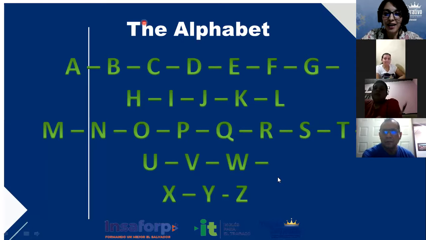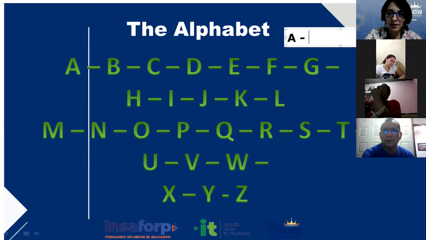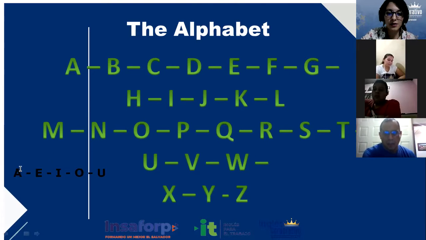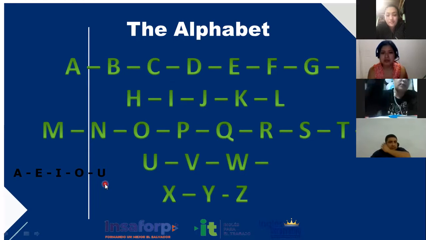Okay, so just the vowels. These are the vowels. But I'm going to magnify the font. Okay. These are the vowels. Okay, so let's see. Mario, can you say the vowels, please? Only the vowels. The ones here. A. E. I. O. U. Thank you. Nehemias, can you say the vowels backwards?